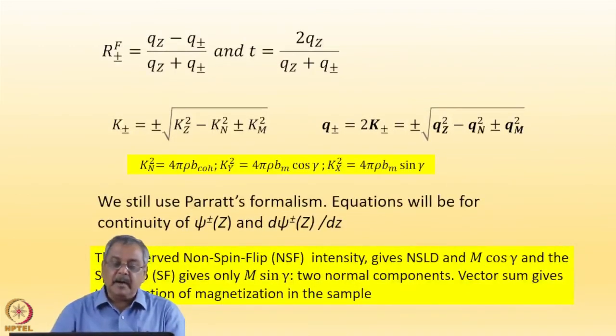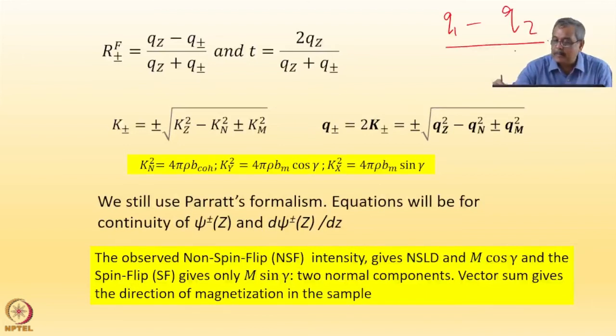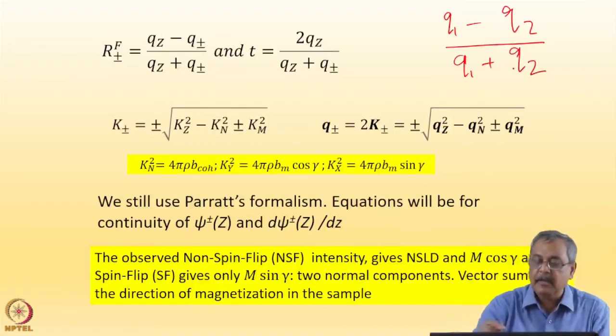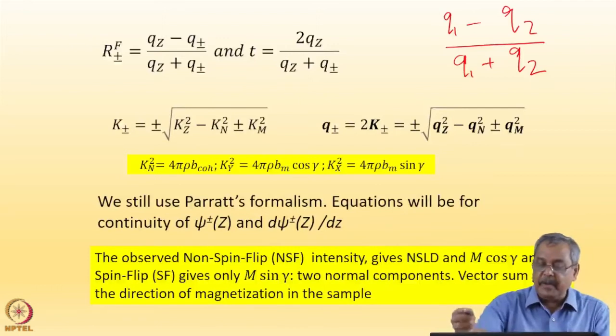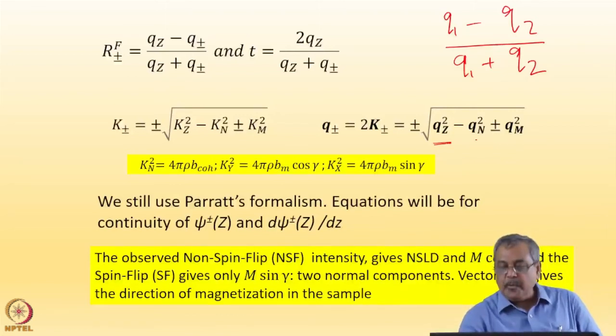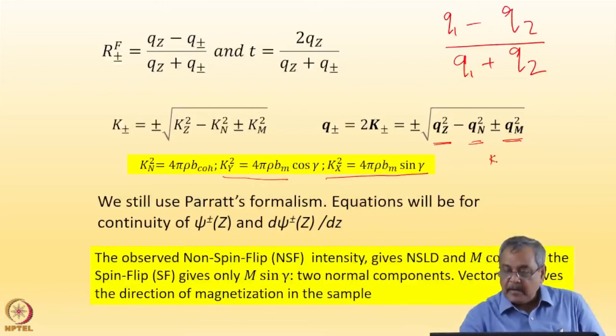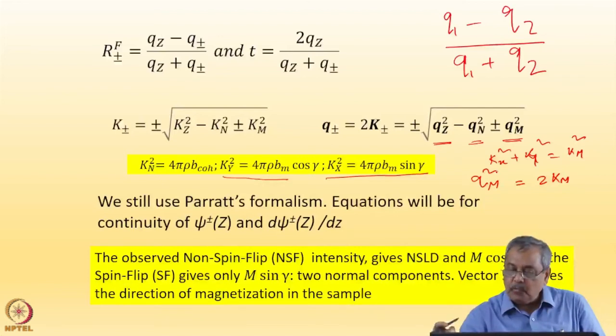So now I can write down the Fresnel reflectivity. Earlier, if you remember, I wrote Q1 minus Q2 upon Q1 plus Q2, going from one medium to another. It is just Q1, I have written Qz, and Q plus minus is given by, when Qz is in air, it has got two parts, a nuclear part and a magnetic part. And Qm square, again, I can talk about Kx square plus Ky square equal to Km square, and Qm equal to 2Km.